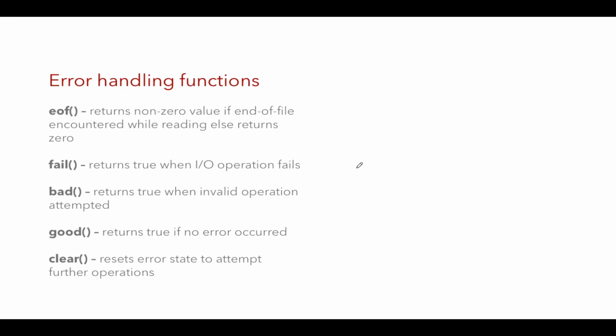Good returns true if no error occurred while performing a certain operation, and clear resets the error state to attempt further operations. So in case you're working on multiple files and, let's say, a write operation is still in process, you have received a certain status of a file, you can use the clear function which resets the error state, and you can attempt further operations on the same file.